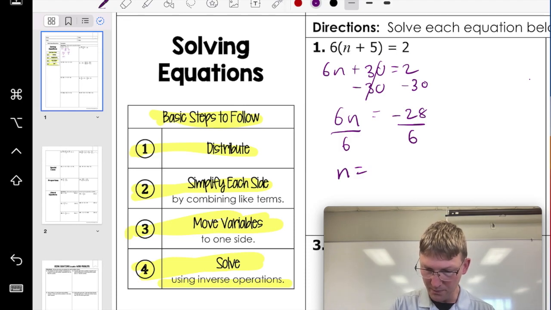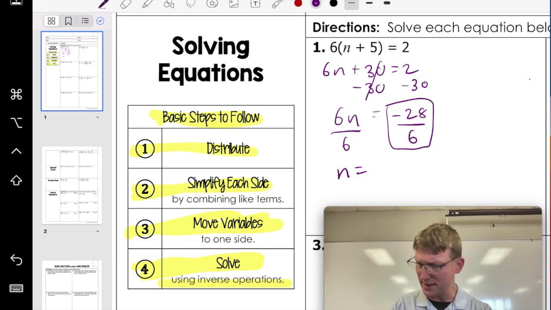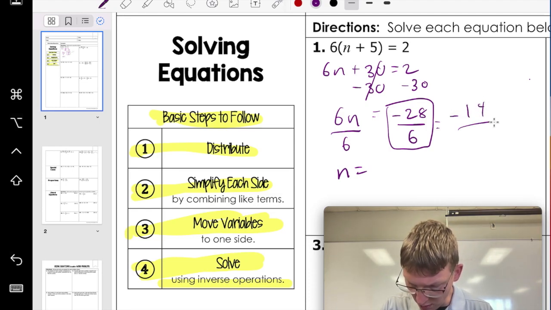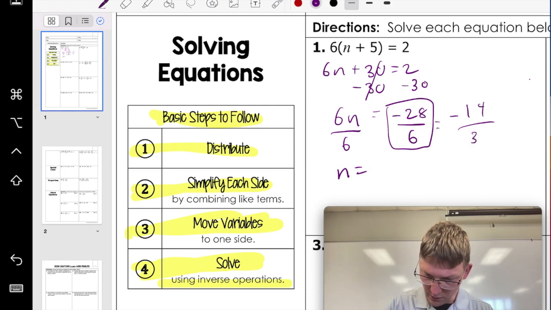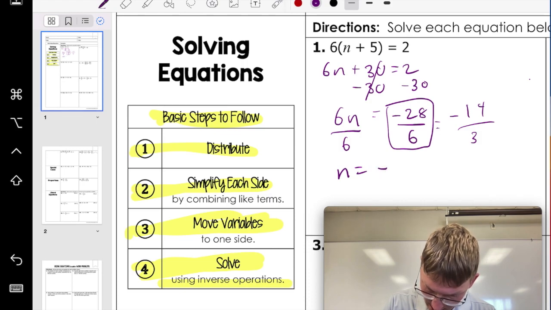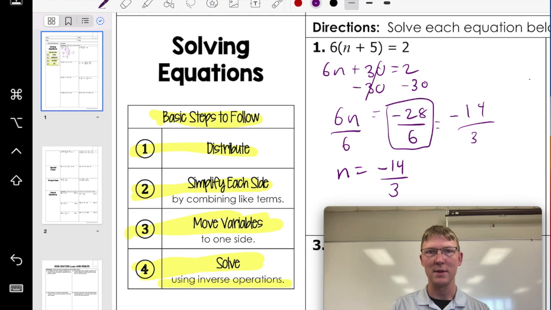So our answer is this, but we need to simplify that. That's not good enough. We can do better than that. So that's going to equal, they're both even, so you can pull 2 out. That's going to be negative 14 over 3, and that's going to be our answer. So n = -14/3. Not terrible, right? Let's try another one.